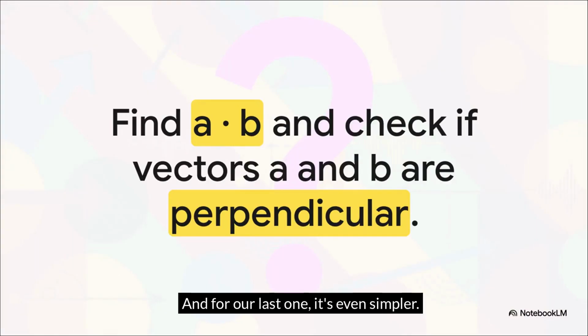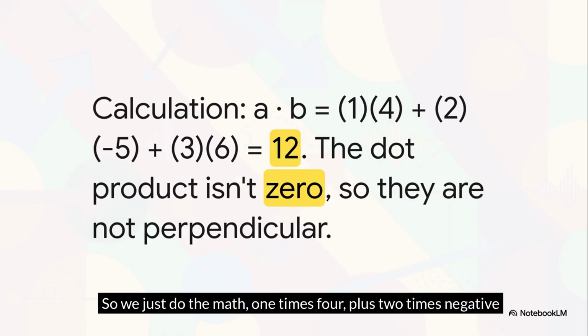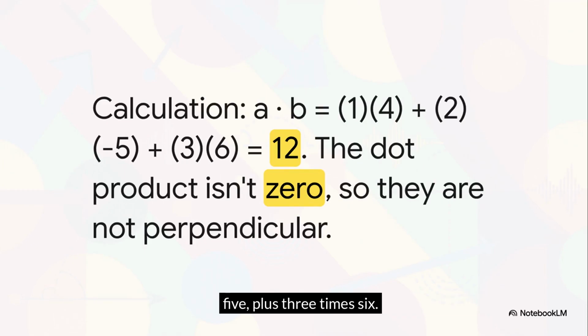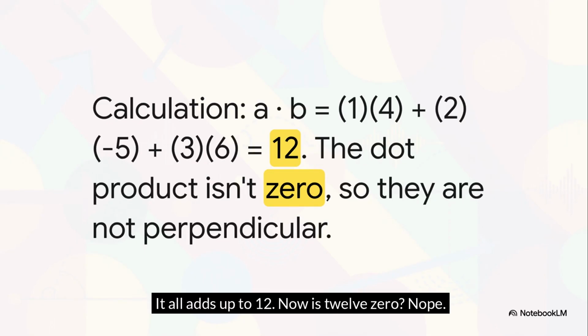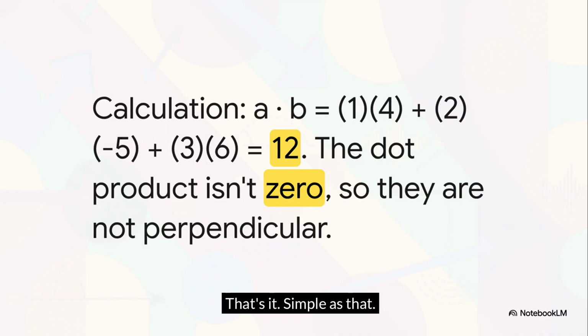And for our last one, it's even simpler. Just find the dot product and check if the vectors are perpendicular. This is all about knowing that shortcut. So we just do the math. 1 times 4 plus 2 times -5 plus 3 times 6. It all adds up to 12. Now, is 12 0? No. So we can say for sure these vectors are not perpendicular. That's it. Simple as that.